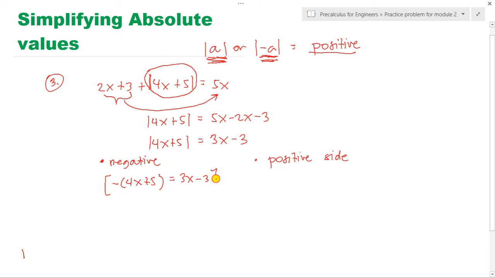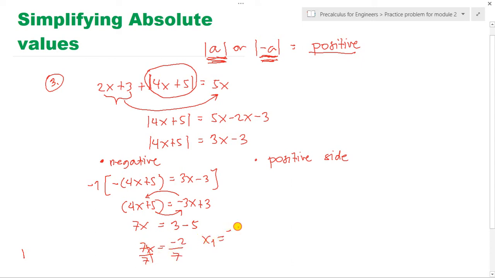Multiply both sides by negative 1. So, we have here 4x plus 5 is equal to negative 3x plus 3. Then, solve for x. So, we can transpose the x here para makombine natin siya. So, we have now 7x is equal to yung 5, i-transpose natin dun sa kabila. So, we have 3 minus 5. So, 7x is equal to negative 2, divided by 7. So, we have our value for our first x equal to negative 2 over 7.